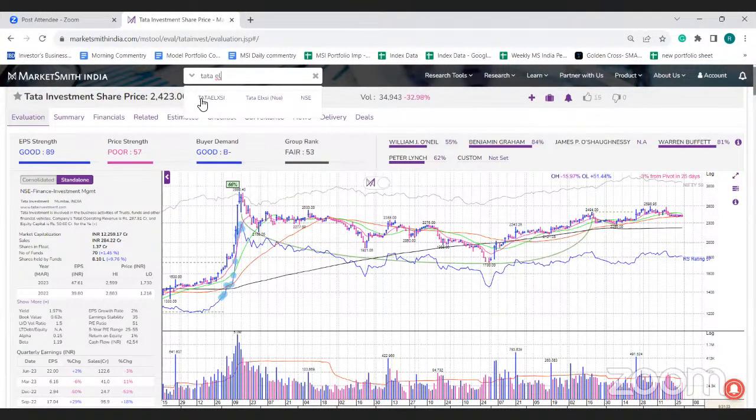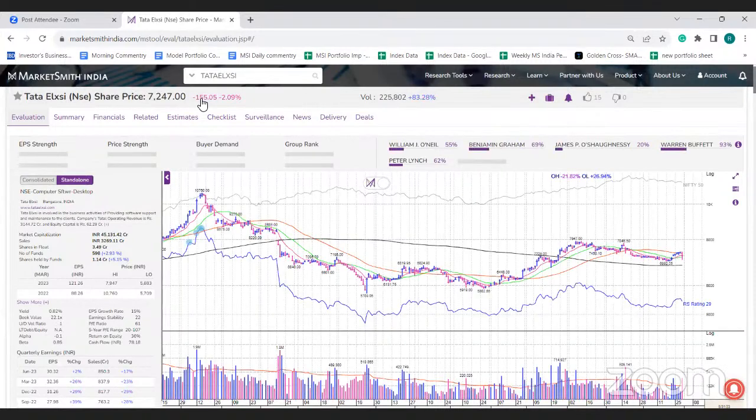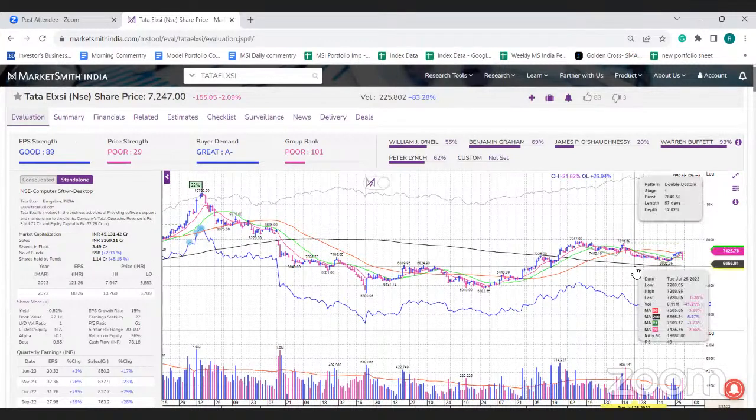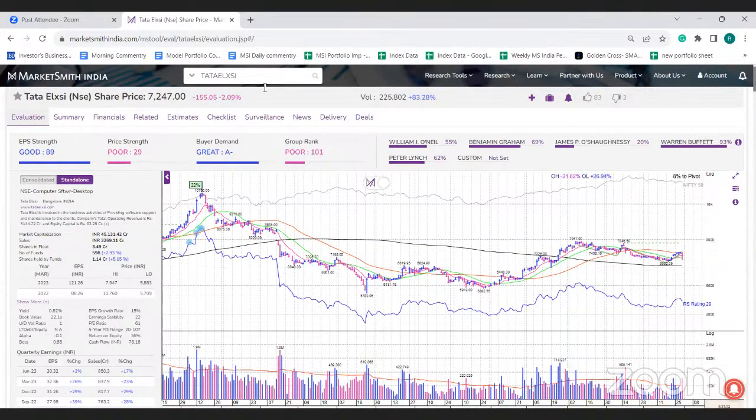Next is Tata Elxsi. On the base pattern, the recent base pattern is double bottom stage 1 base pattern. But this stock is a beaten down stock. You can see likewise with the Nifty IT index, this stock is also an underperformer in the current market. On the fundamental front, it is looking good with an EPS of 89, but RS rating is one of the lowest at 29. So it's clearly an underperformer when compared to the general market.